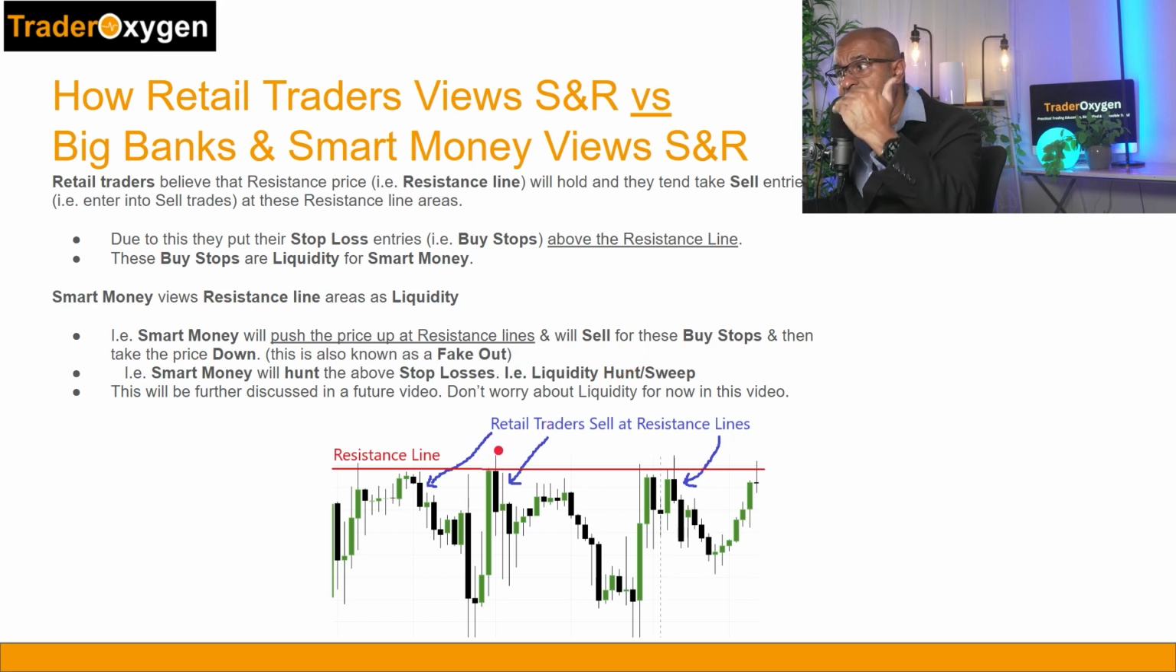Smart money will sell at these locations because for them to sell, they need buy entries. Then these stop losses are buy stops. So that is where smart money can sell in large quantities. And after that, they will take the price down. The algorithm will take the price down, allowing smart money to make profits. So when this happens, this is what we call a fake out. So this is a fake out, this is a fake out.